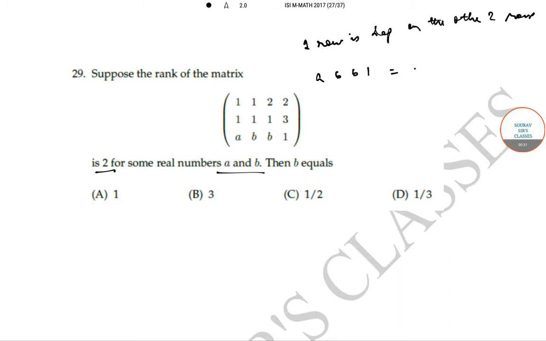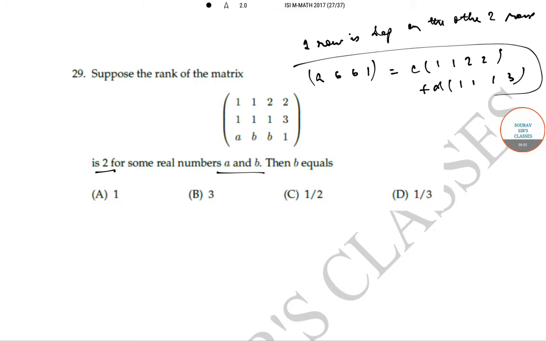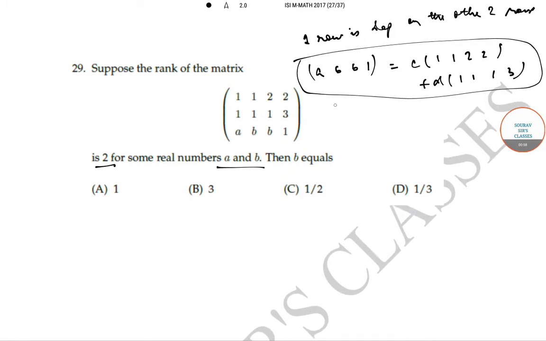A B B 1 is equal to C into 1 1 2 2, that is the first row, plus D into 1 1 1 3, that is the second row. Now, using this equation, or rather comparison, we can say that C plus D is equal to A, C plus D is equal to B, 2C plus D is equal to B, and 2C plus 3D is equal to 1.